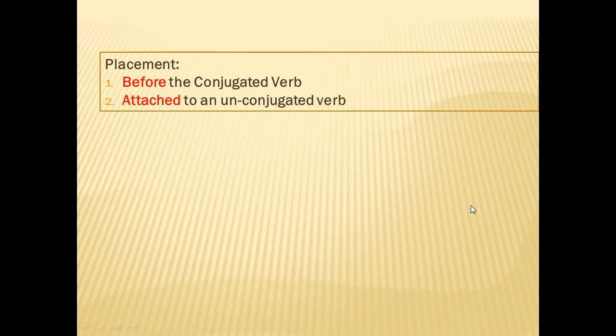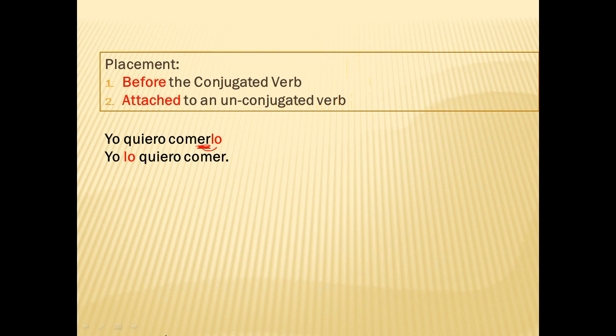It can go before the conjugated verb or attached to an unconjugated verb. When you talk about an unconjugated verb, those are the ones that end in ER, IR, AR. You haven't changed it to the yo, the tú, the ella, nosotros, vosotros, ustedes, etc. Okay, so you can attach it there. Typically, you would have an unconjugated verb when you have two verbs next to each other. The second one isn't conjugated.